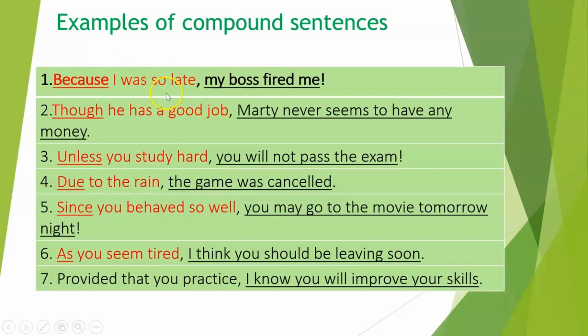So instead of saying, my boss fired me because I was late, we can say, because I was so late, my boss fired me. So when we begin with the dependent clauses, then we're going to have a comma. As we see in these, let's read through these. Because I was so late, my boss fired me.